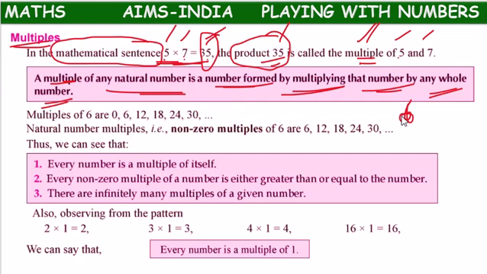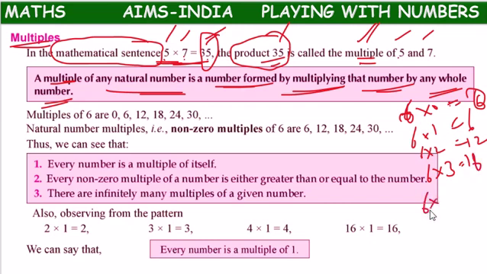If we want to find the multiples of 6, what do we have to do? 6 into 0, 0. 6 into 1, 6. 6 into 2, 12. 6 into 3, 18. 6 into 4, 24. This is 0, 6, 12, 18, 24, next 30, next 36. Like that we can have an infinite number of multiples for the number 6.